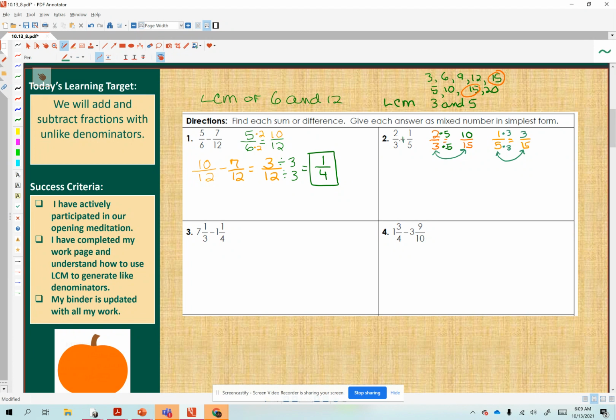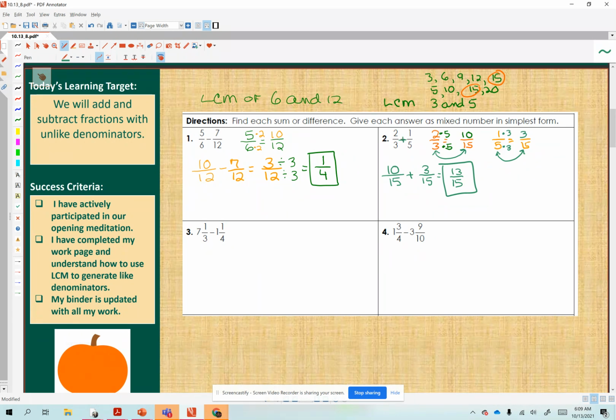Now I can add them together, which is what this problem asks us to do. So we have 10 over 15 plus 3 over 15. Our denominator will be 15. Our numerator will be 10 plus 3, which is 13. And this fraction cannot be simplified any further. Therefore, it is our final answer.